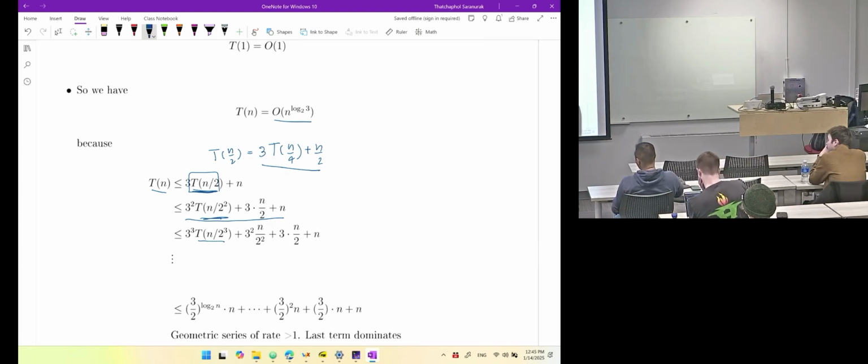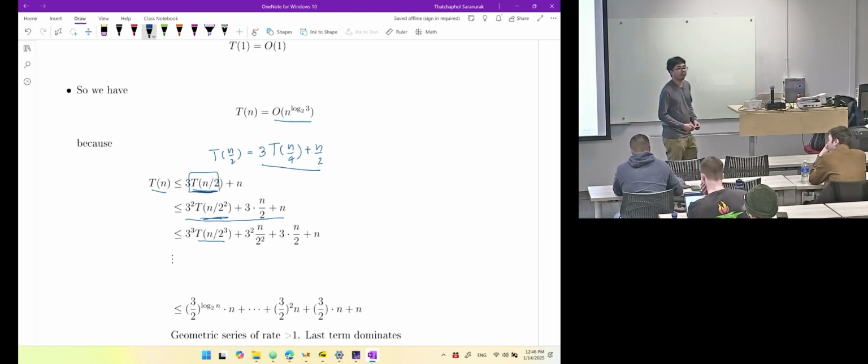Okay, and you can look at the pattern here. It looks like n, then 3 over 2 times n, then 3 over 2 squared times n. The next one is going to be 3 over 2 cubed times n, and so on. So it's going to look like this, and there are going to be log base 2 of n many terms. And you can see again that this is a geometric series with ratio greater than 1, so only the last term dominates. So just look at this one and then calculate it.